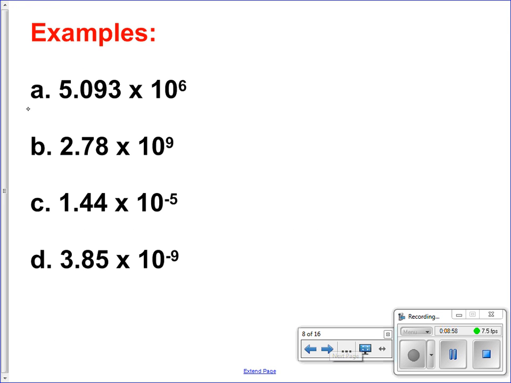All right, so here are some examples. We have 5.093 times 10 to the positive 6th. We know that this number is larger than 1 because it has a positive exponent. So I like to sometimes rewrite it 5.093 so that I have room to move my decimal. 1, 2, 3, 4, 5, 6 spaces. I'm going to fill this in with zeros. This now becomes 5,093,000.